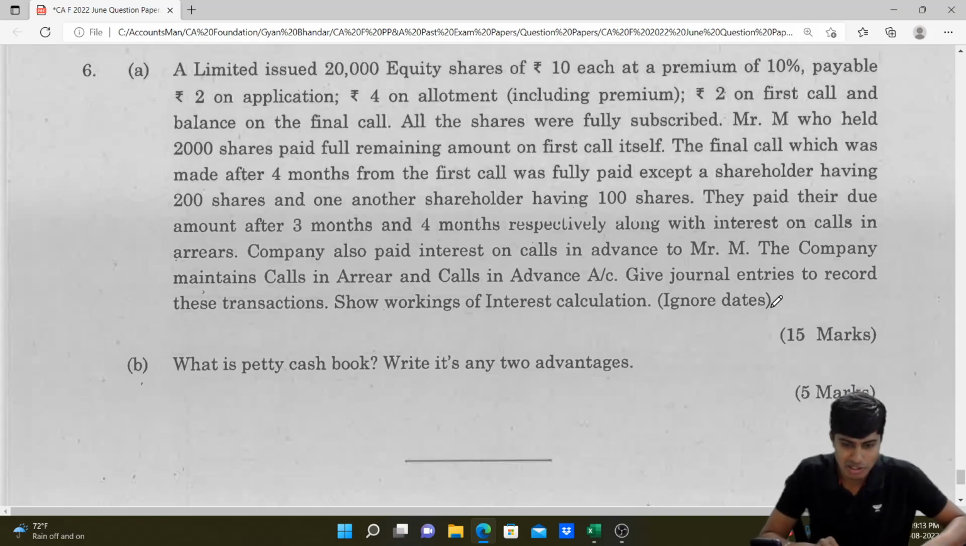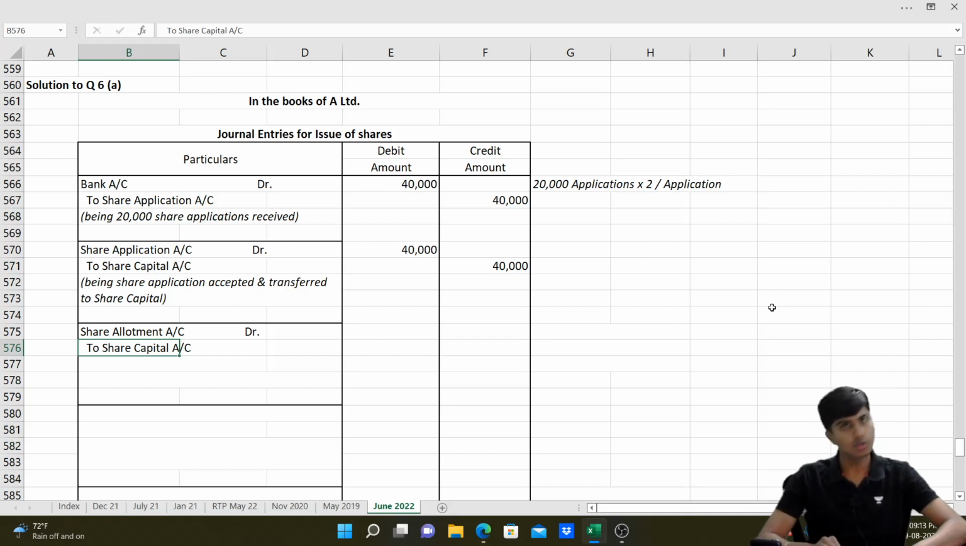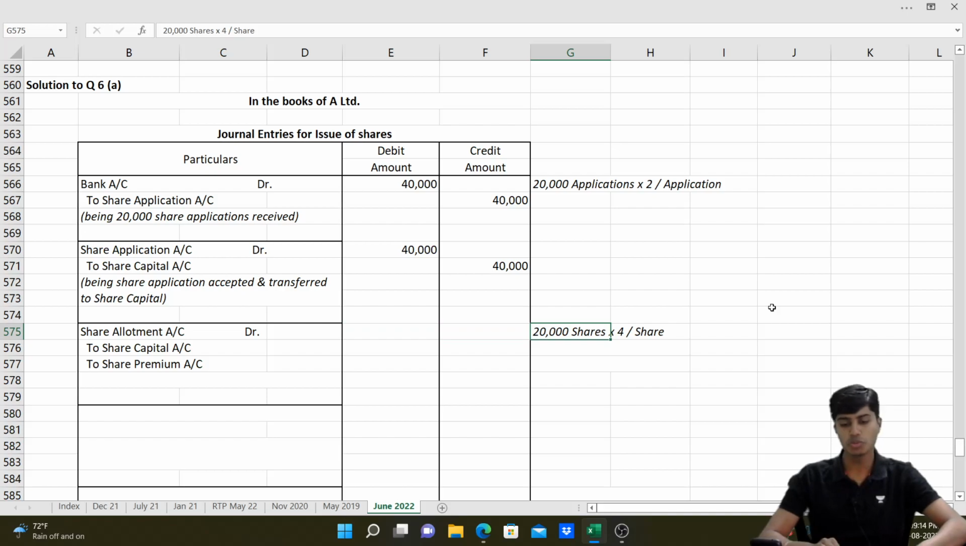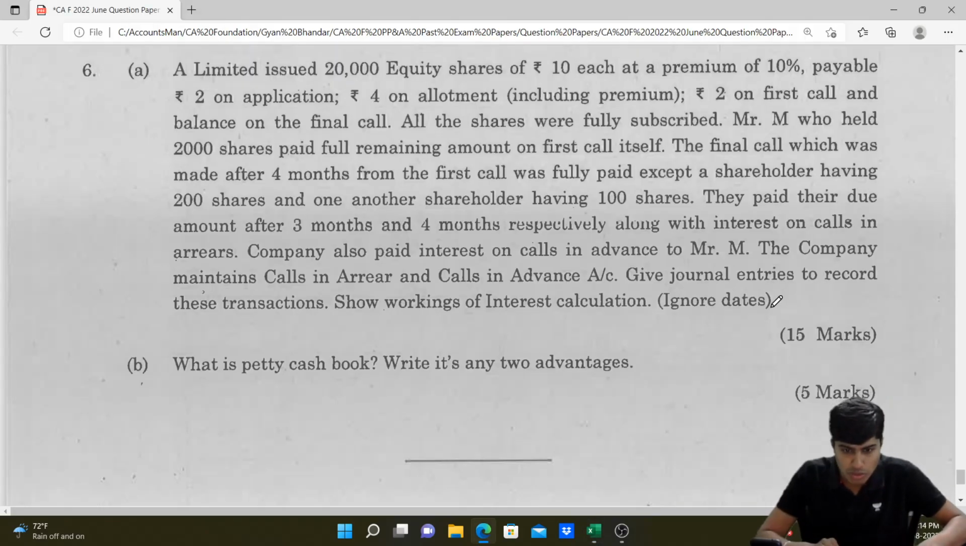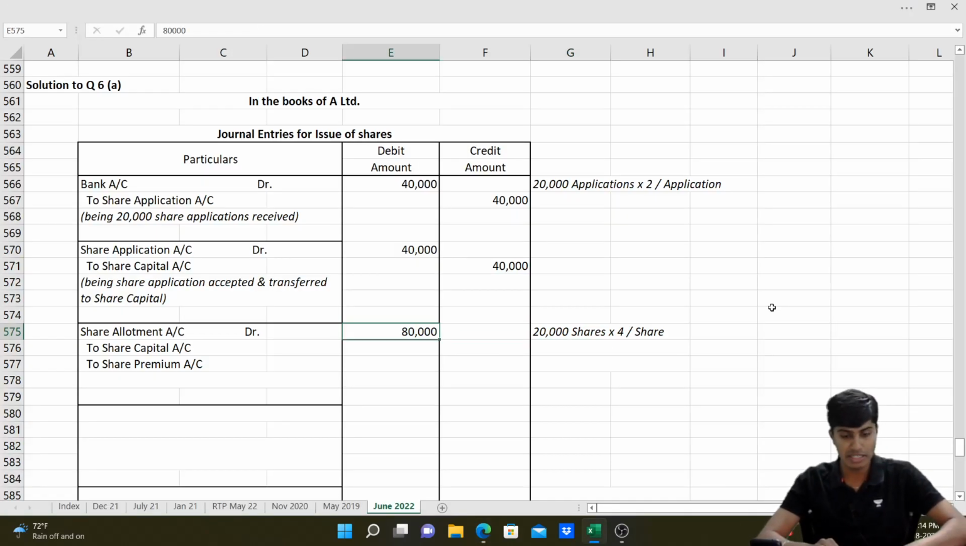And on allotment, we're receiving 4 rupees, including premium of rupees 1. So first we'll write the entry for due of allotment money, which is share allotment account debit to share capital. And whenever we write the due entry, that is when we need to write the premium entry. Premium will not go to share capital account, so it has to be credited to share premium account. On 20,000 applications, 4 rupees is to be collected, 3 rupees is towards allotment, 1 rupee is towards premium. So totally 4 rupees, that comes to 80,000.